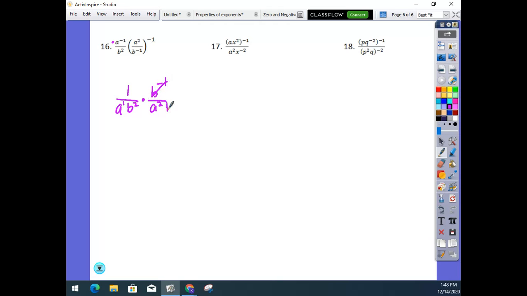Then I need to move this b to the bottom. So then I have to keep my 1 on the top to hold that placeholder. I'm combining my a's. They're being multiplied on the bottom. So I need to add the exponents. Multiplying my b's on the bottom. So I add my exponents. Final answer, all positive exponents, no same bases.